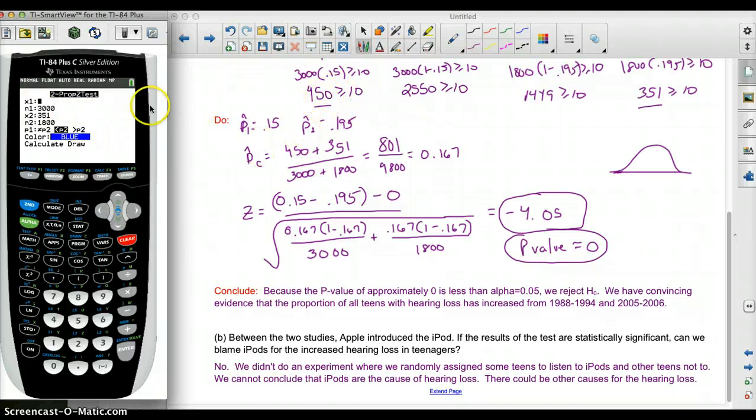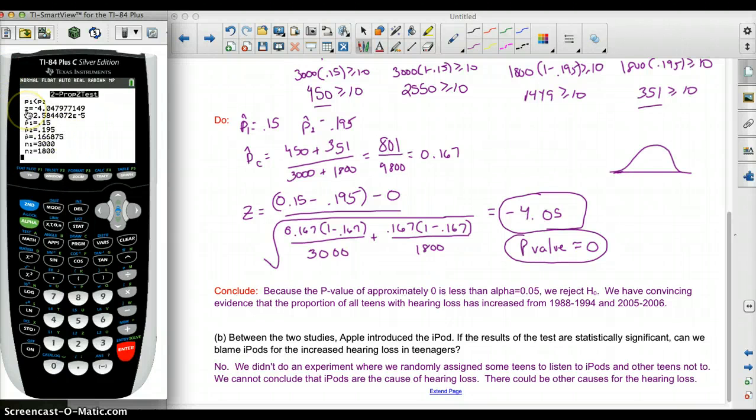So you're going to end up using x1 as 450 because that's your success. You don't want the percentage out of 3,000, which is your sample size. Your x sub 2 is the successes of the second sample that we have, which is 351, out of 1,800. We're doing a less than, so then we have to choose less than p sub 2. We go down to calculate, and we end up getting all of those values that we have on our screen.